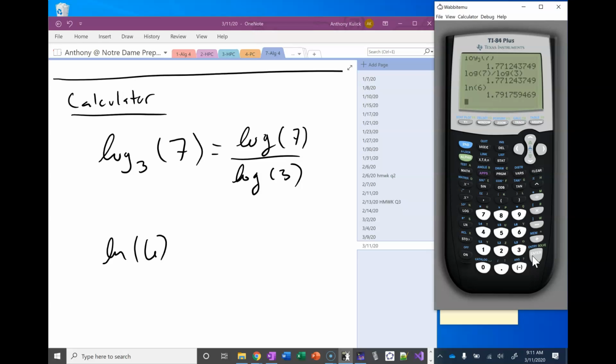Is everybody okay there? So there's kind of 3 different options as far as the logs go on your calculator. You can use the log base command to enter it in specifically. And then on your home screen, just the buttons, you have the ln button and the log button for the natural log and common log, respectively.